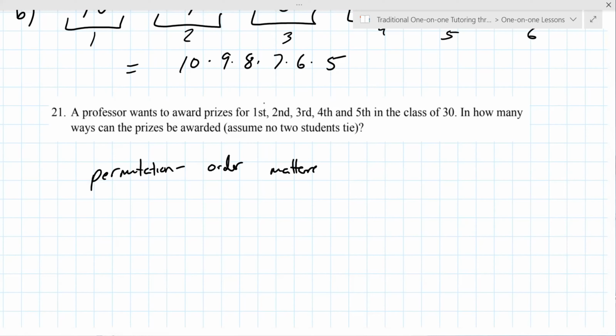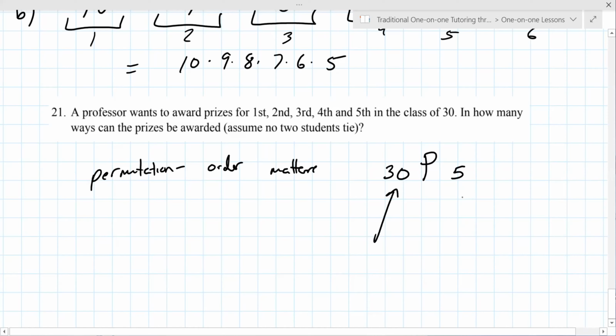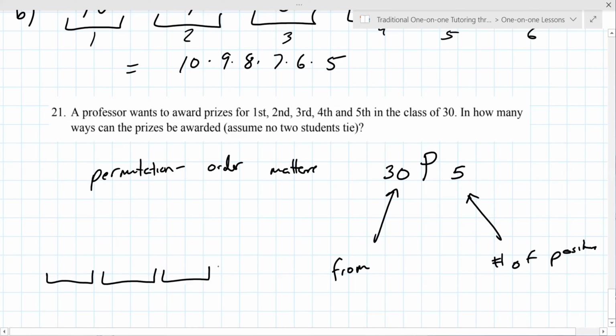Okay, and if it's not in order, you use the C one? That's right. So this is 30P5. 30 is how many you're choosing from, 30 people, and 5 is the number of positions. How do I know which one goes first? The bigger number goes first? Yes, always. Gotcha. Though this is actually still a bucket problem, because 30 people can be first, and then someone's first, so there's only 29, 28, 27, 26.